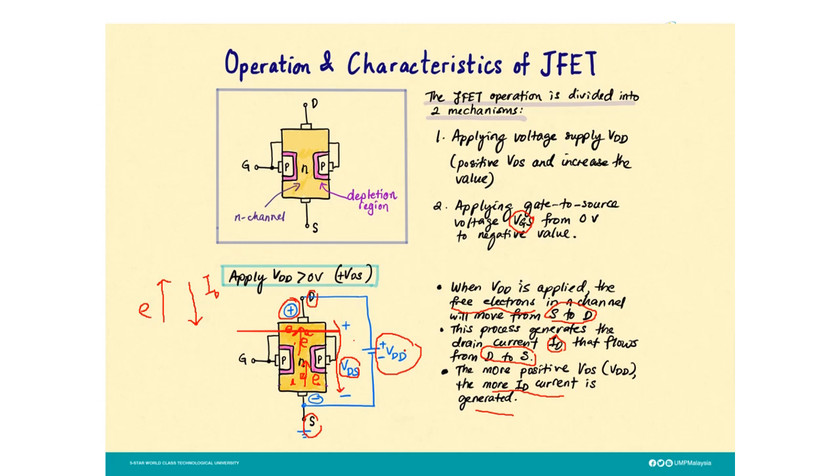When I increase this value, let's say at first I put 2 volts, then I increase it to 5 volts. It means that at the top part here, at the D, this is 5 volts. It will attract more electrons, so more electrons will flow from S to D. So the ID will increase. You must remember that VDD or VDS is used to generate the electron flow. The more positive this value, the more current will flow. The bigger current will flow.